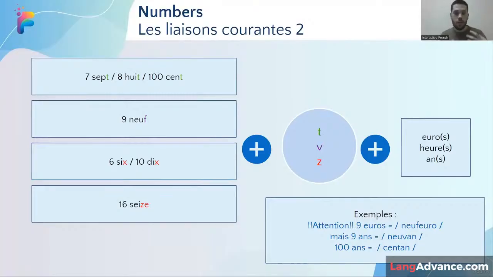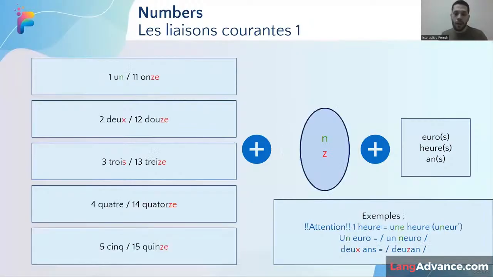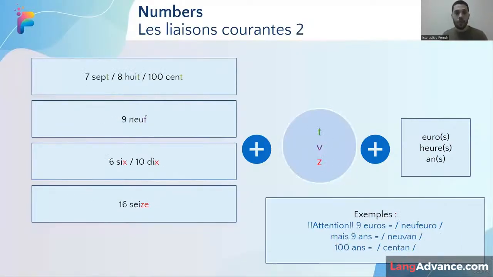Right, and that's all the liaisons courantes. We have a Z sound, the T sound, the V sound, and also the N sound for un. So that's basically it for les liaisons courantes.